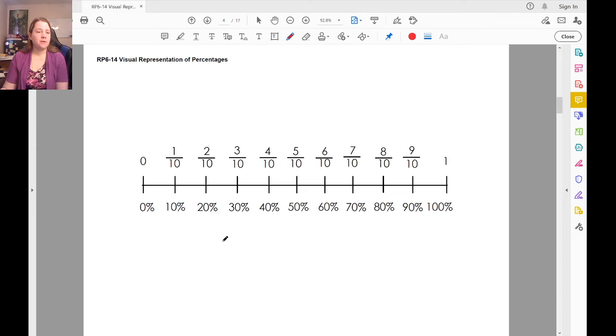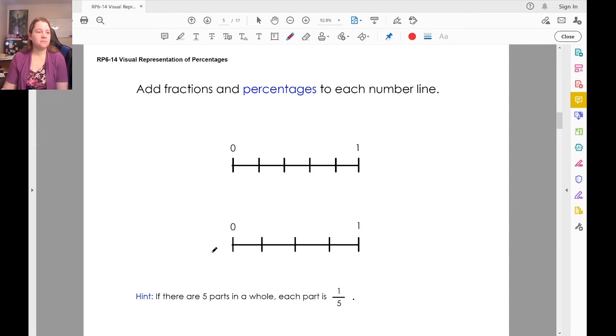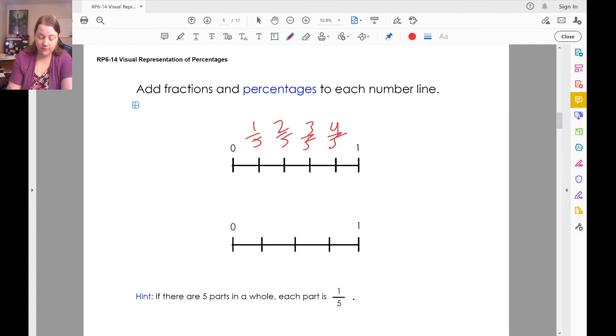Oh my gosh, a number line. Check that out. So they want to add fractions and percentages to each number line. Our first number line has 1, 2, 3, 4, 5 parts to make a whole, which means that it's split into fifths. So that would be 1/5, 2/5, 3/5, 4/5.